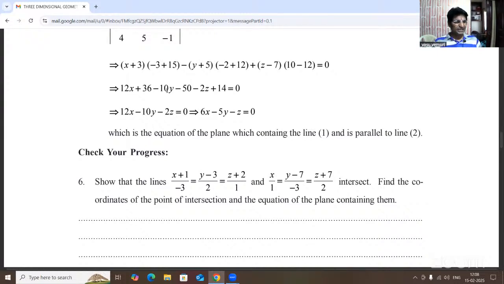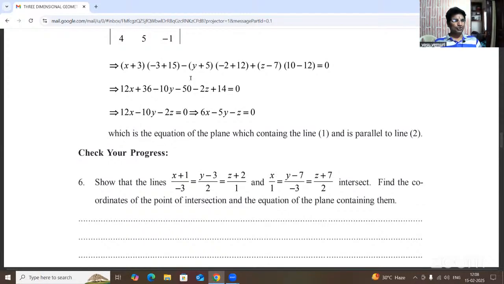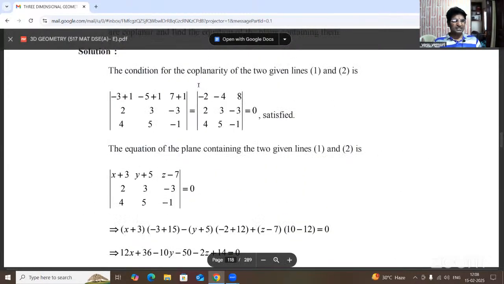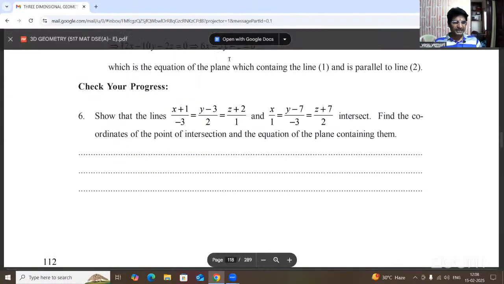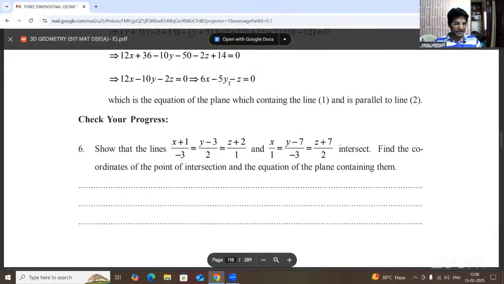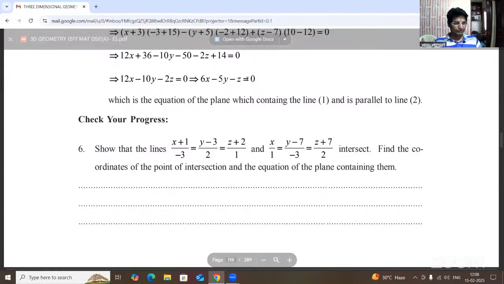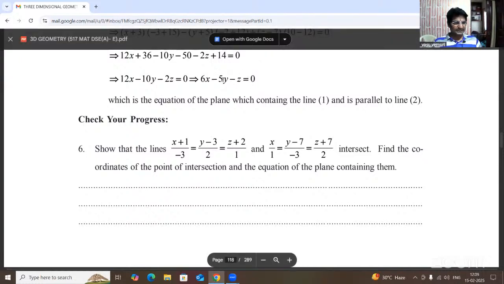Now we are getting the equation 6x minus 5y minus z equal to 0. Just observe carefully: this first plane is passing through the origin, because there is no constant in the equation 6x minus 5y minus z equal to 0. Now this plane contains the origin.